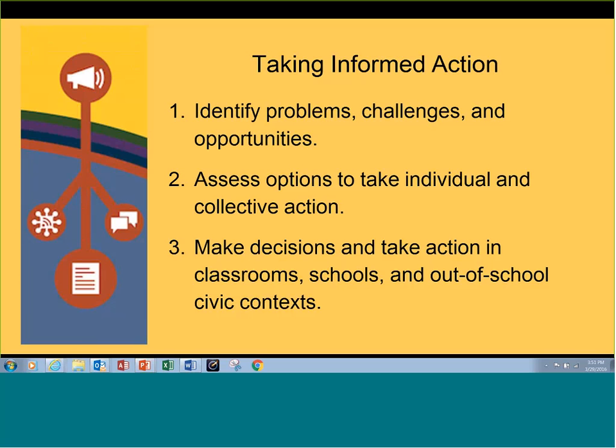If you really think about it, the part that everyone thinks about as taking action is walking up to the state house with a protest sign, or going out and voting, or participating in some sort of demonstration. But if you look at what the indicators actually say, the first two are really about identifying problems and assessing options, and then the third one is where you would take that action in classroom, school, and out-of-school civic contexts.